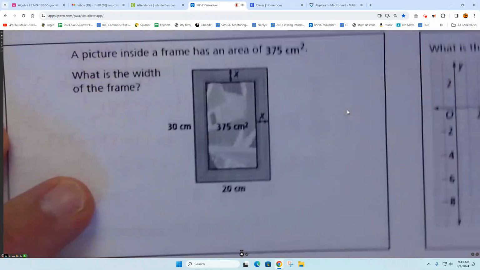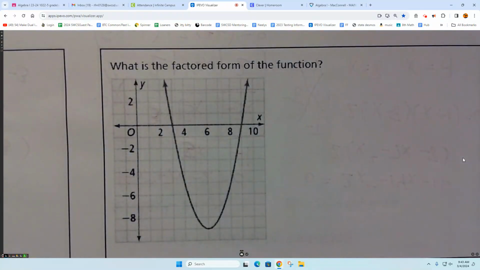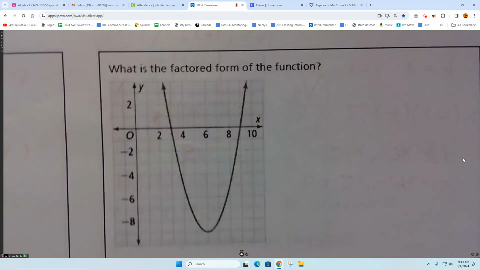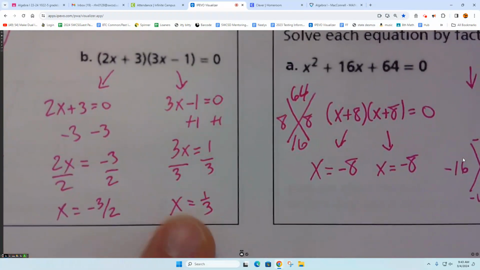I want to skip this problem. I want to come back to it because I was looking at it earlier and it was confusing me. All right. So we just learned that if it's in factored form, then the zeros are here.